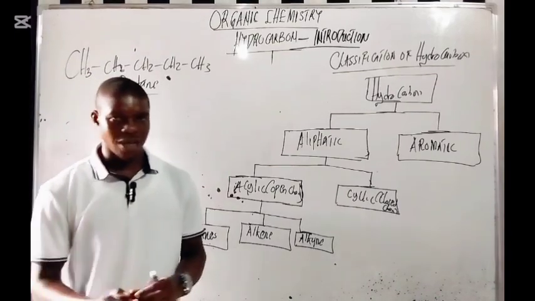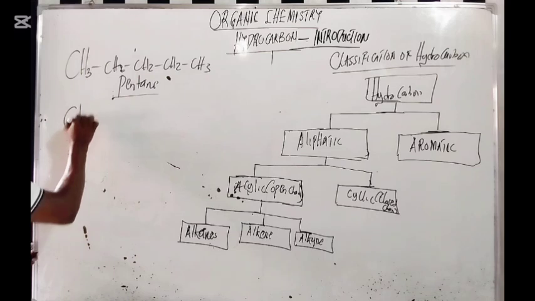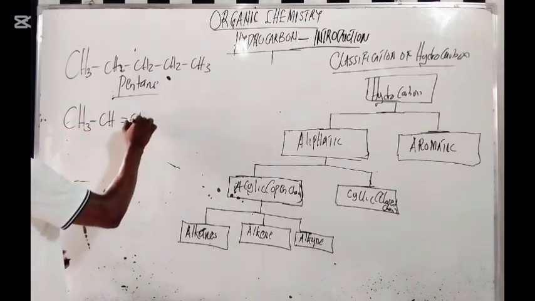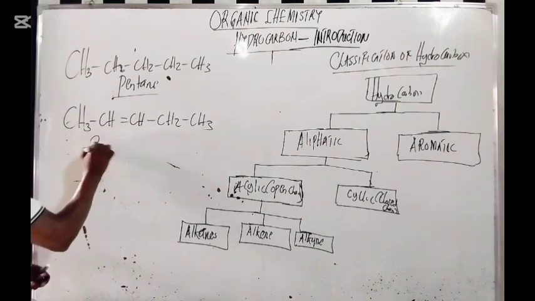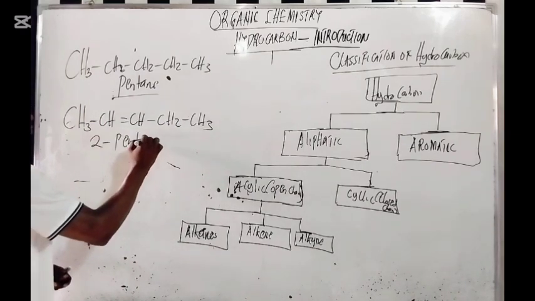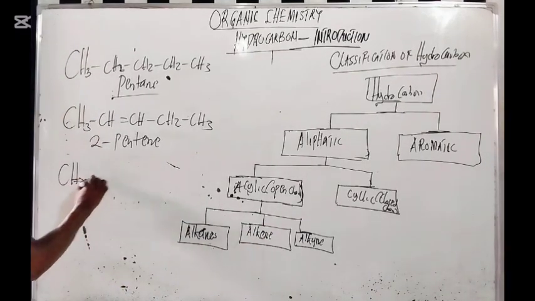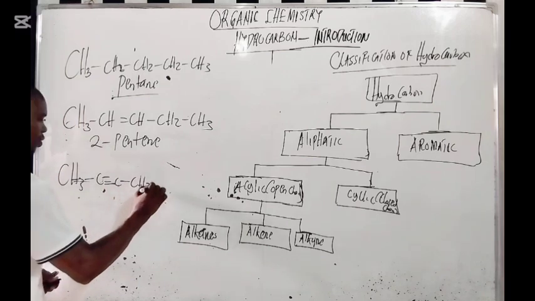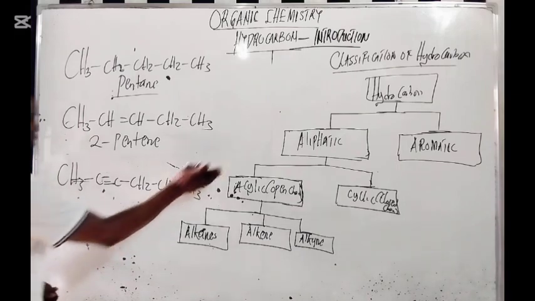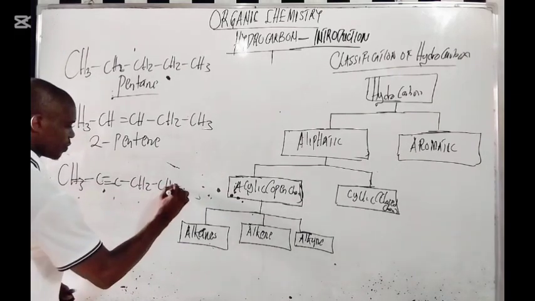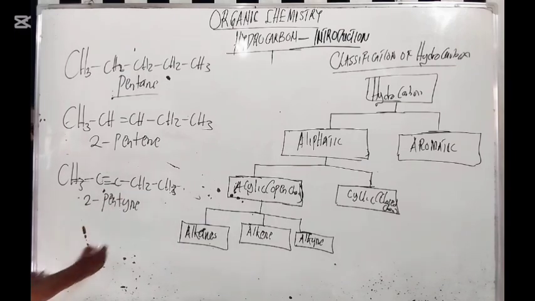Here we have pentane, right? For this one here, alkene: CH3, CH double bond, CH2, CH3. Here we have 1, 2, 3, 4, 5, so we have 2-pentene. This is that. Then alkyne: CH3, C triple bond, CH2, CH2, CH3. Here we have 1, 2, 3, 4, 5. Here we have 2-pentyne. Okay.